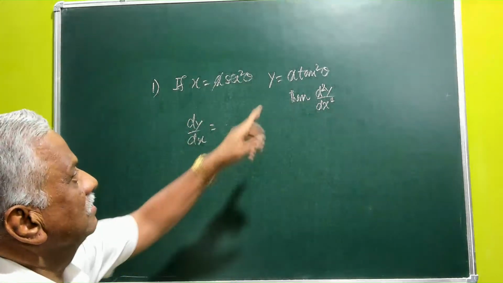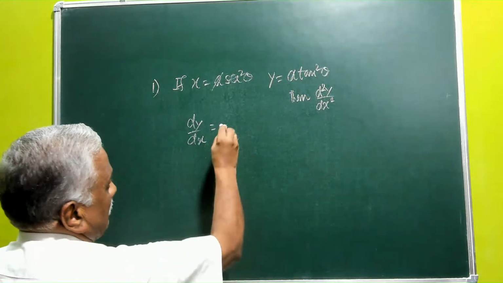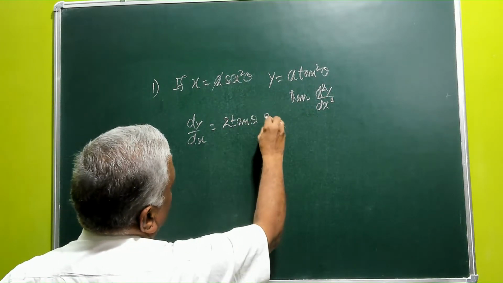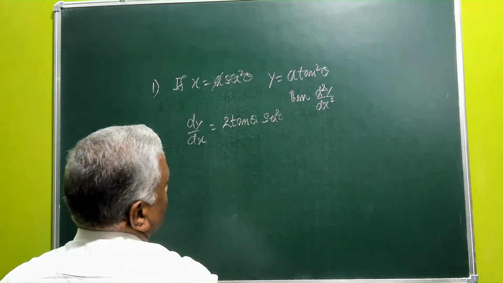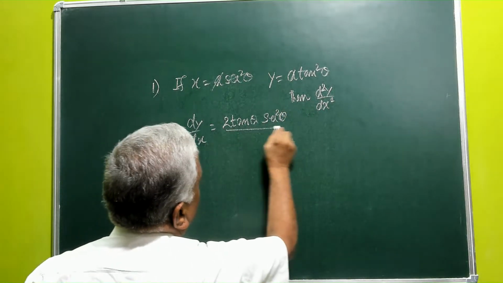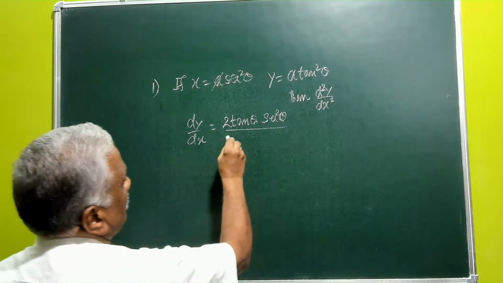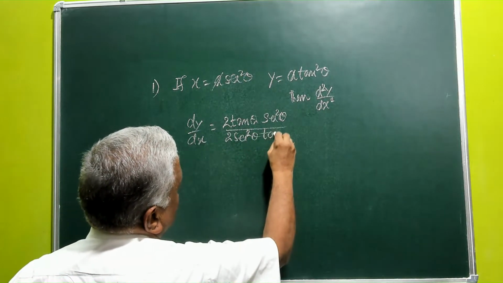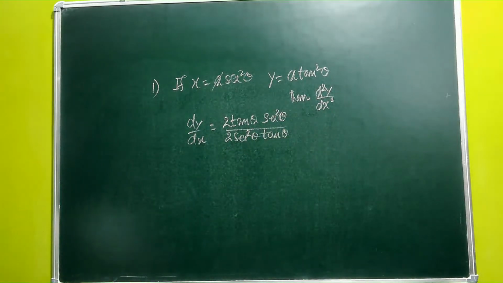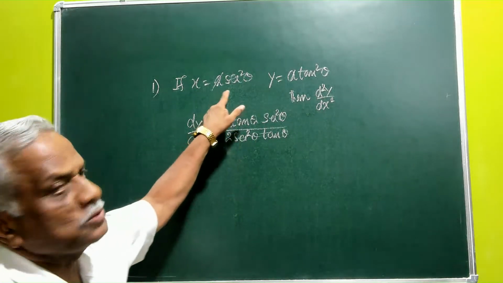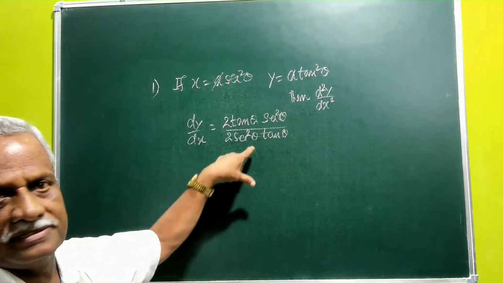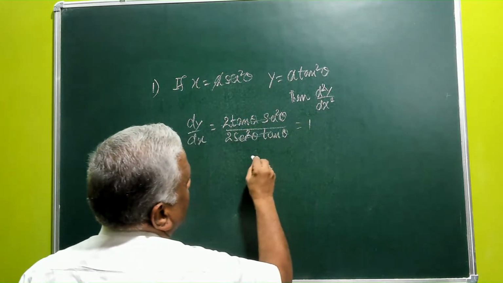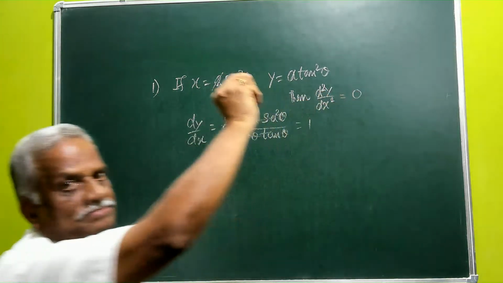So overall, imagine you differentiate tan square theta. That is, by chain rule, 2 tan theta into secant square theta. You differentiate secant square theta, it is 2 secant square theta tan theta. Why secant square? Because 2 secant theta into secant theta tan theta. So you must write this directly. Everything cancels, you get 1. Therefore, d square y by dx square is 0.